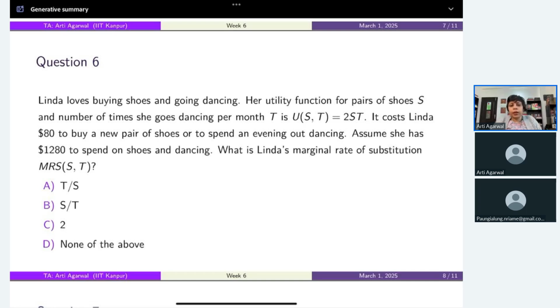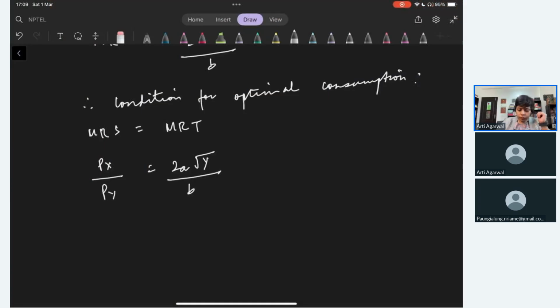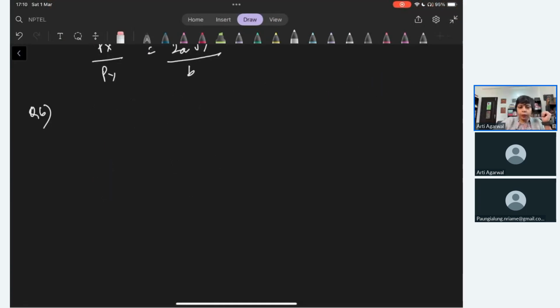What is Linda's marginal rate of substitution, MRS, of S comma T? This is a very easy question, actually. Let me just rewrite the function again. Now we want to find MRS.